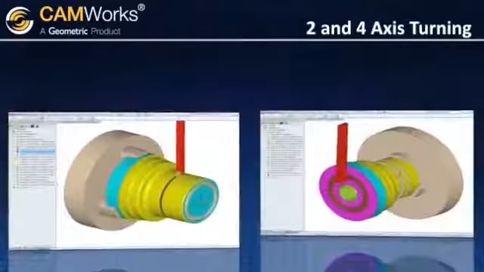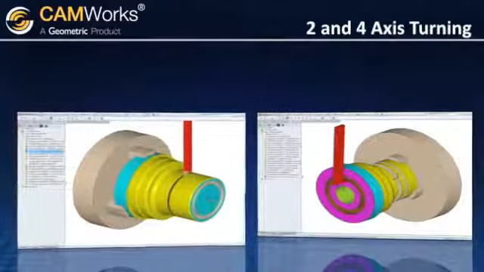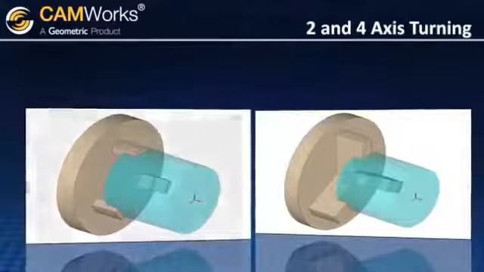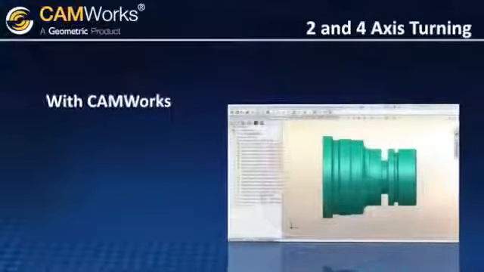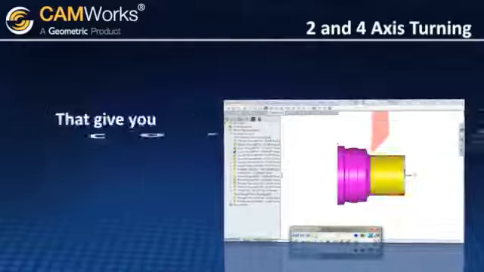Front and rear turret configurations are supported on main and subspindles. Multiple chuck configurations can be saved and accurately simulated. With CAMWorks Turn, you get fast, error-free toolpaths, quickly and easily, that give you consistent results.